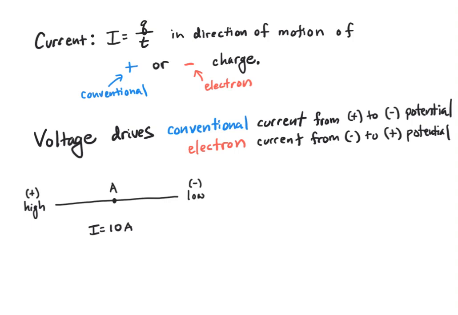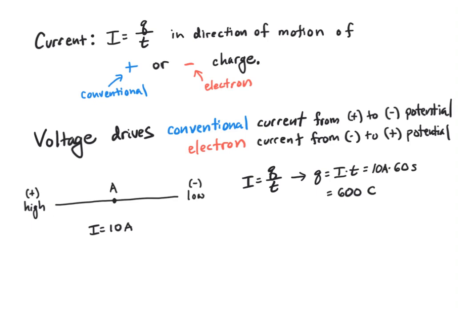To find the number of electrons, first I have to figure out what's the total amount of charge that passed through point A. I can use the definition of current to figure that out. And I find that the total amount of charge that passes through any particular point on this wire after 1 minute, or 60 seconds, is 600 coulombs.